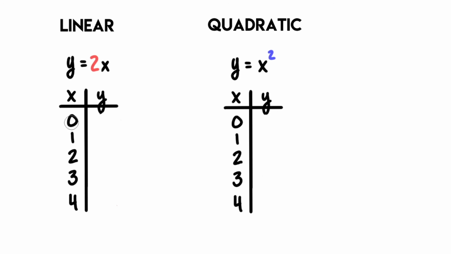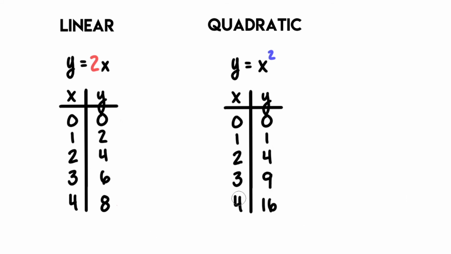So if I was to take 0 as my x value and plug it into this equation, 2 multiplied by 0 gives me 0. 1 multiplied by 2 gives me 2. 2 multiplied by 2 is going to give me 4. 2 multiplied by 3 gives me 6. And 2 multiplied by 4 gives me 8. On the right-hand side for quadratic, we are going to be squaring the x value, so multiplying it by itself. 0 times 0 is 0. 1 times 1 is 1. 2 times 2 is 4. 3 times 3 is 9, and 4 times 4 is 16.